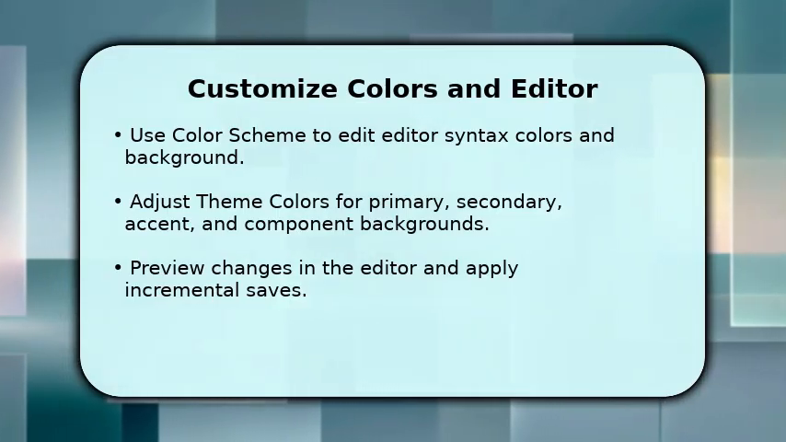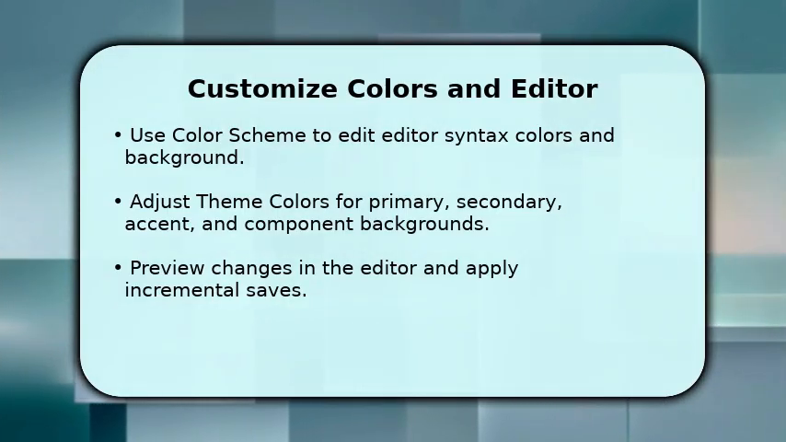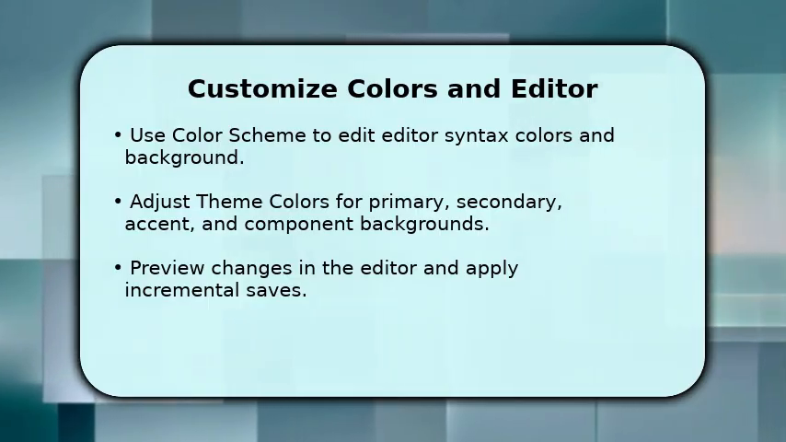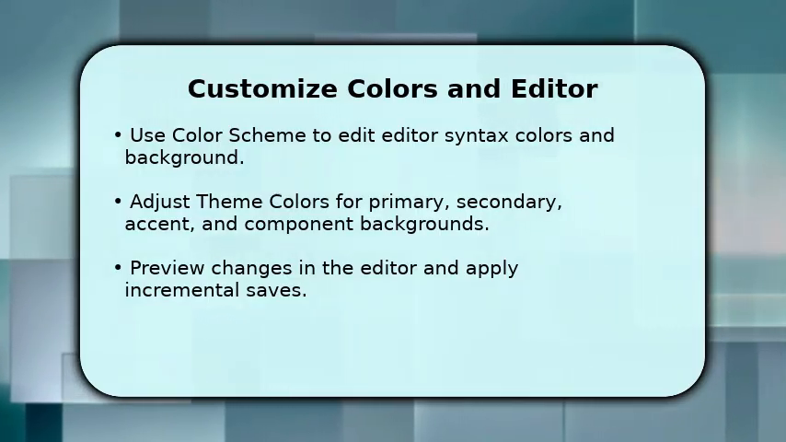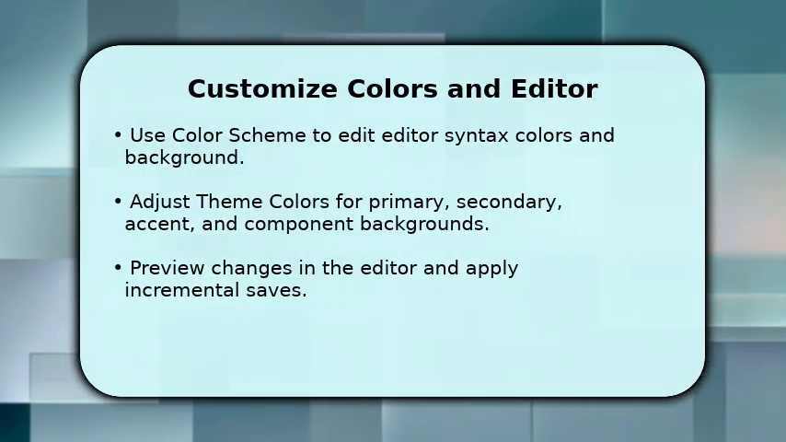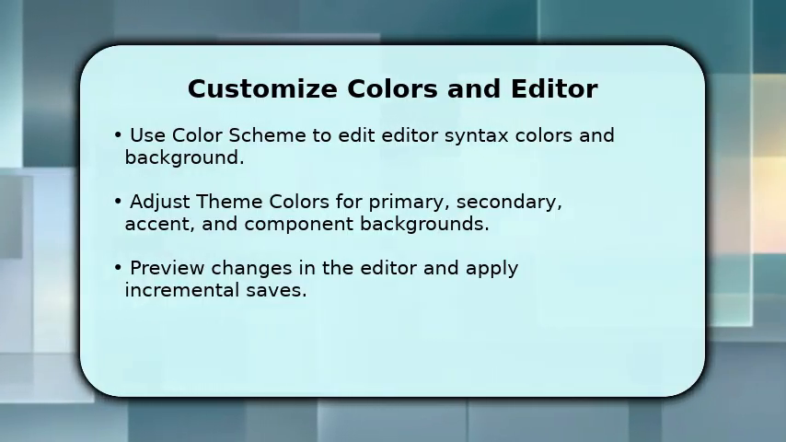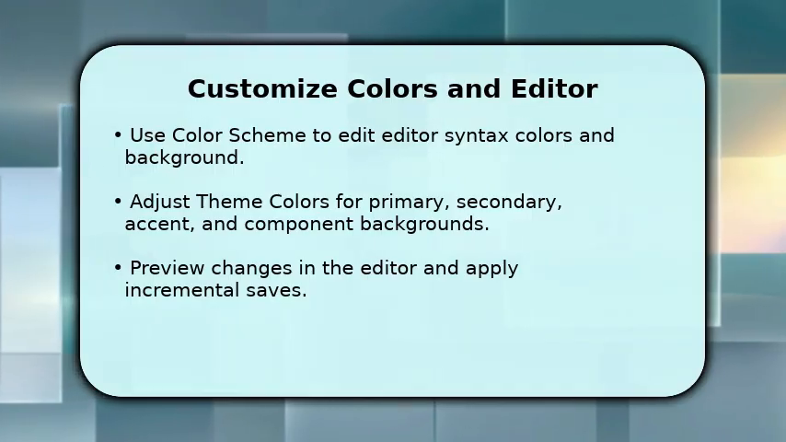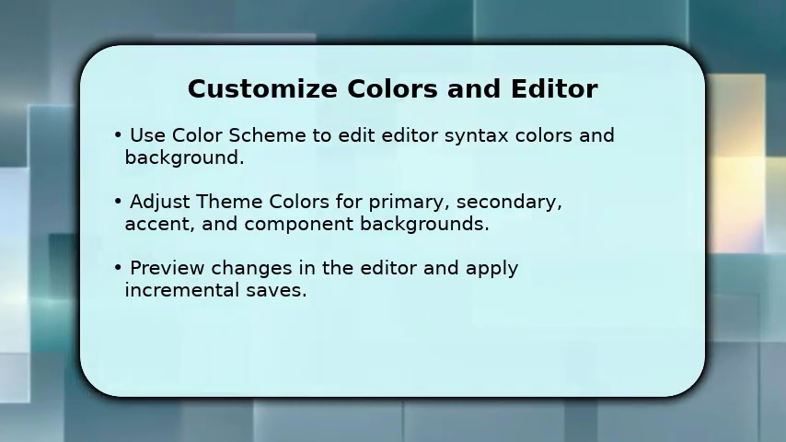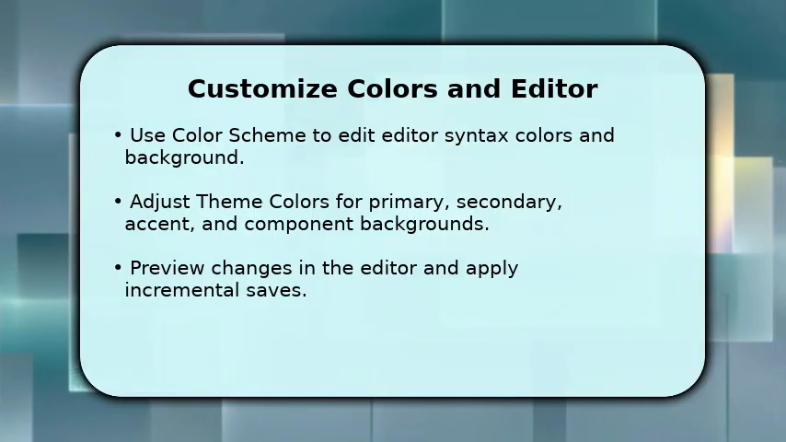Open Color Scheme for editor syntax and background settings, and theme settings for UI accents. Click the gear or edit theme to modify primary, secondary, and accent colors and tweak component backgrounds like tool windows and tabs. Once done with a change, preview it in the sample code and UI preview. This lets you iterate quickly.